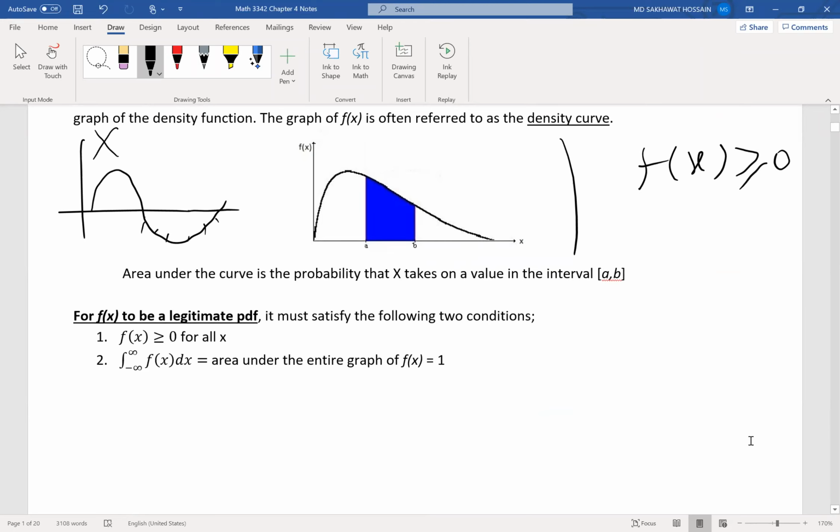function or not, first you have to check whether this function is non-negative for any values of x, and you also have to check whether the total area under this curve is equal to 1 or not. If it is not equal to 1, then it is not a probability density function, and if it is not a non-negative function, then it is not a density function.